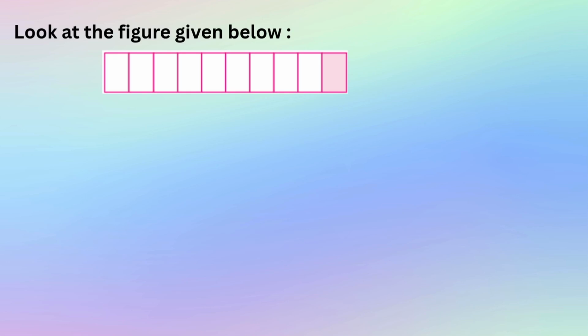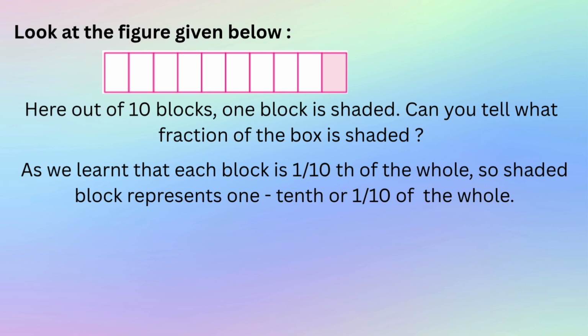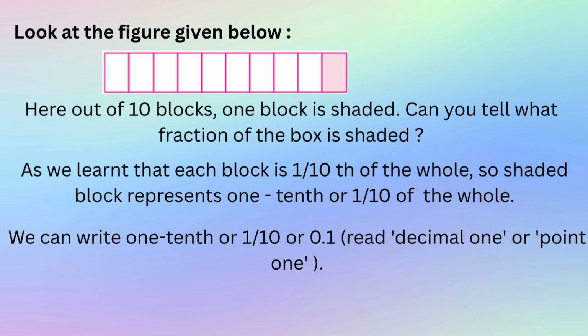Look at the figure given below. Here out of 10 blocks, 1 block is shaded. Can you tell what fraction of the box is shaded? As we learned that each block is 1/10 of the whole, so the shaded block represents 1/10 of the whole. We can write 1/10 as 0.1, read as decimal 1 or 0.1.